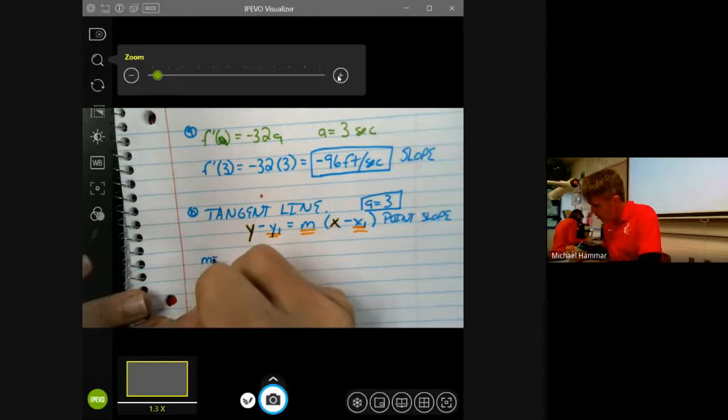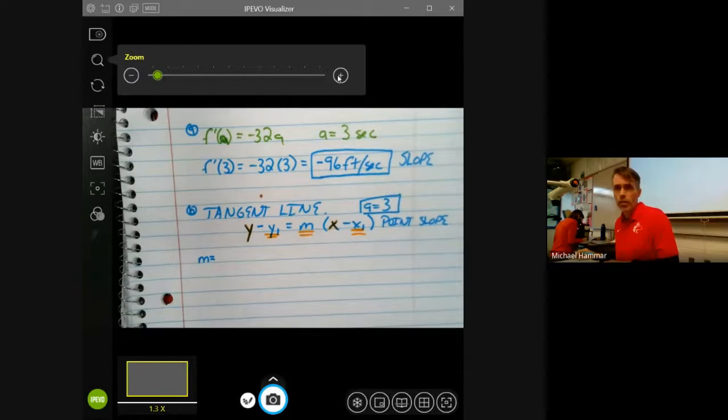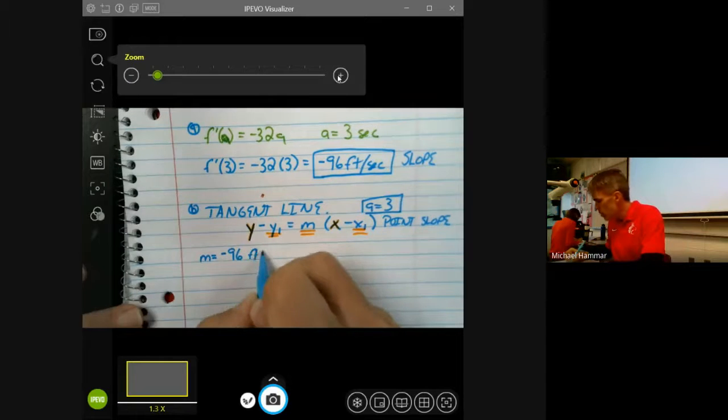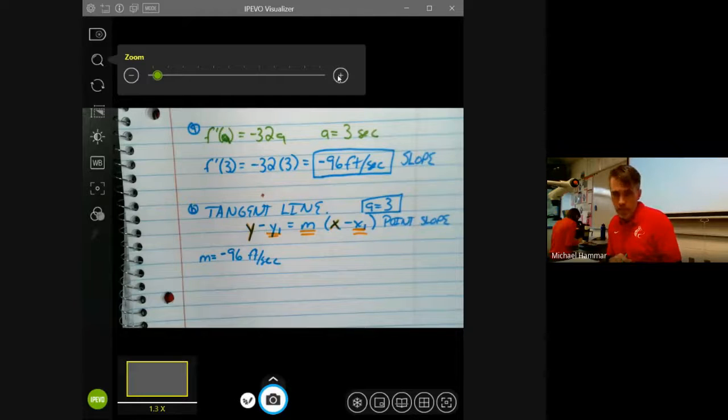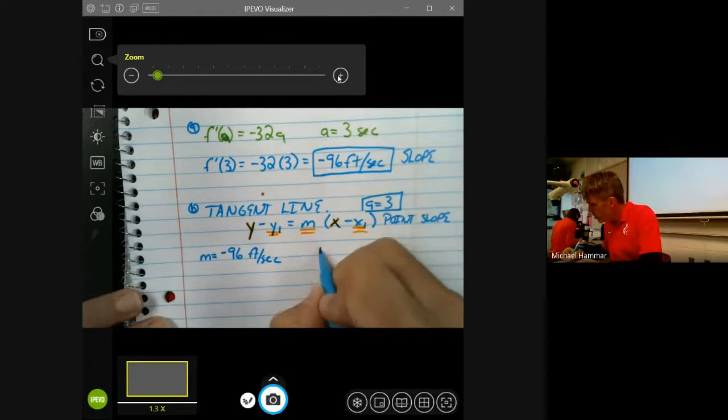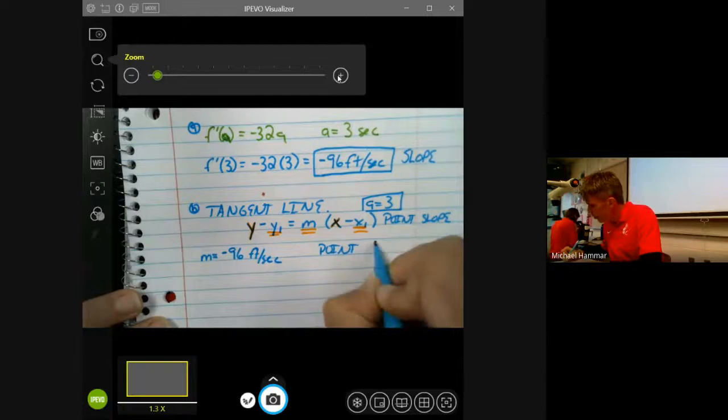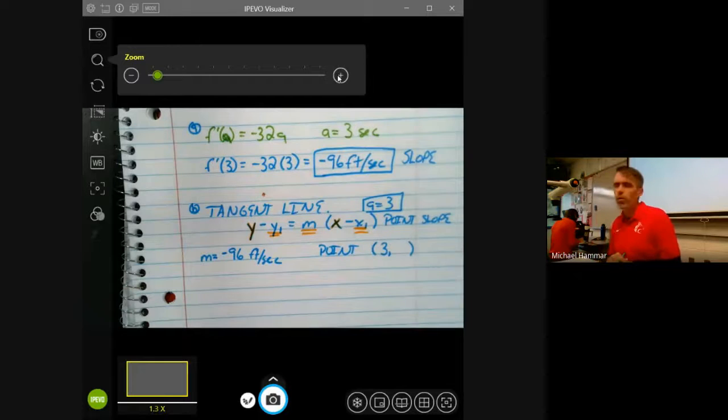So let's start thinking about this. We need a slope. What did we just calculate in the previous section? We calculated the instantaneous slope when time equals 3. So we know our slope is negative 96, and we can put the label feet per second, but in the formula we're not going to use that. So it's negative 96. But we need a point. We only know one thing about the point: the first coordinate. We know that it's at 3.